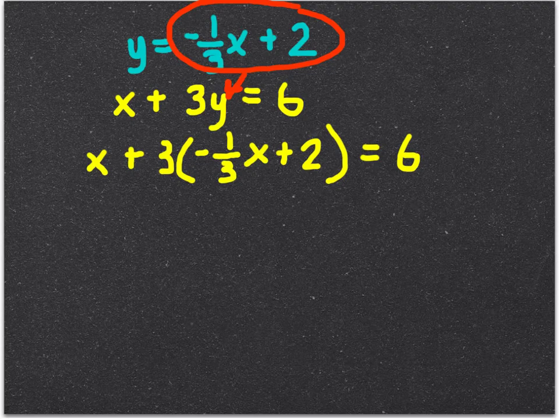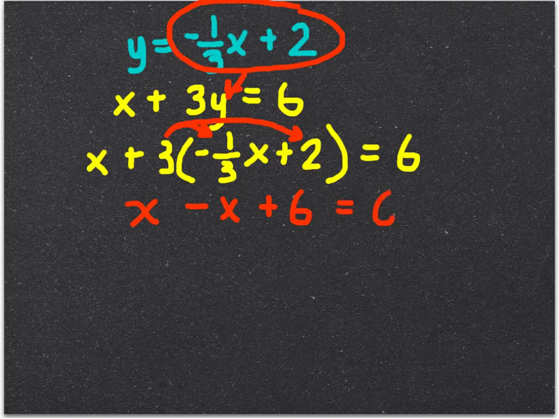So then I do my little distributive property here again. 3 times negative 1/3 should be negative x, and 3 times 2 of course is 6. I still have this x here, and look what happens. x minus x, those cancel out, and look what I'm left with: 6 equals 6. So what in the world does that mean? That's a little perplexing perhaps. My variable dropped out, so I can't figure out what another y value is.